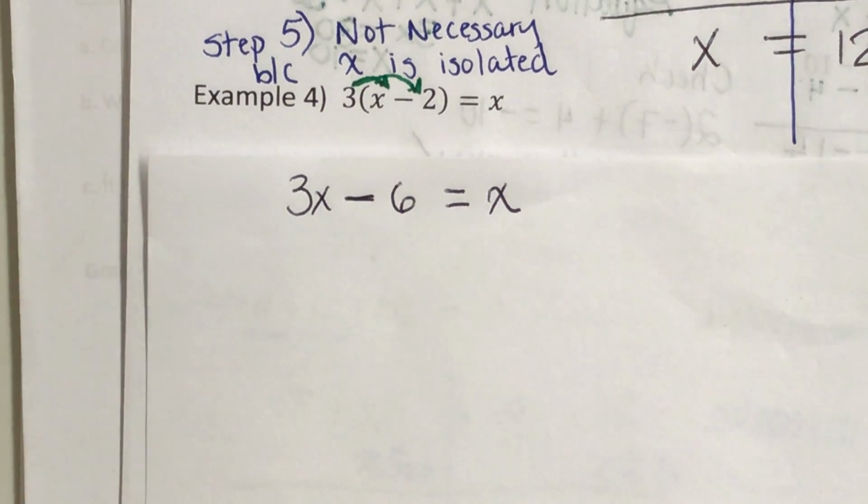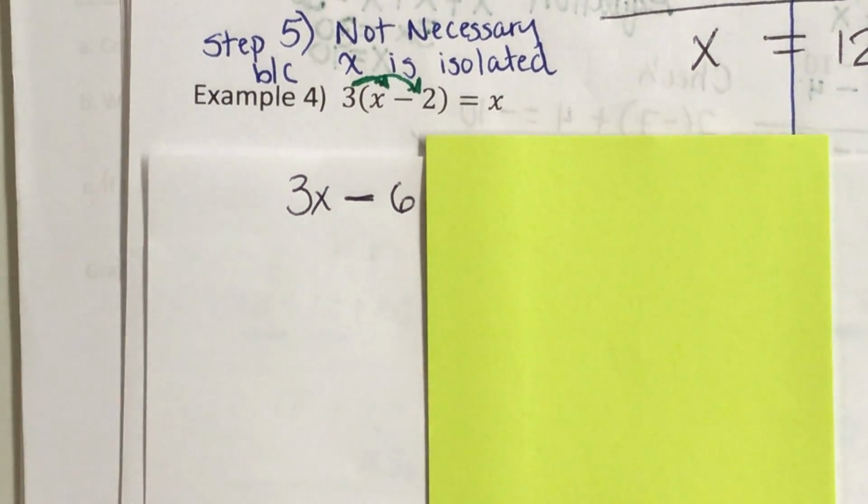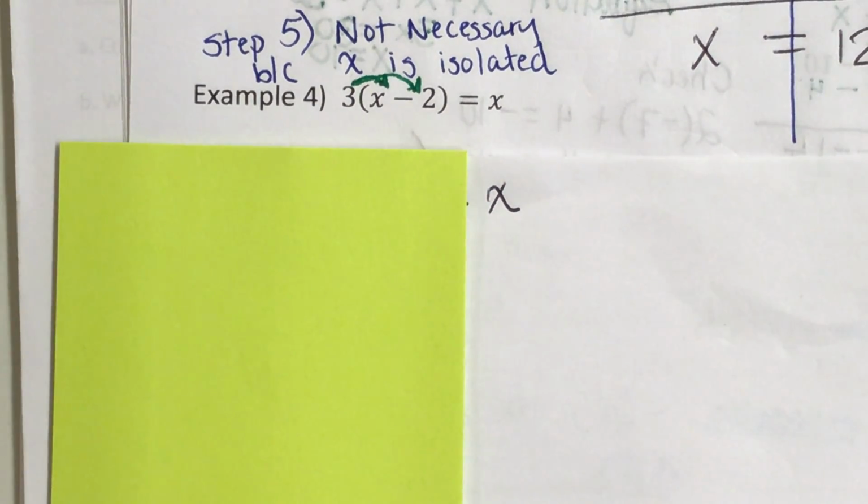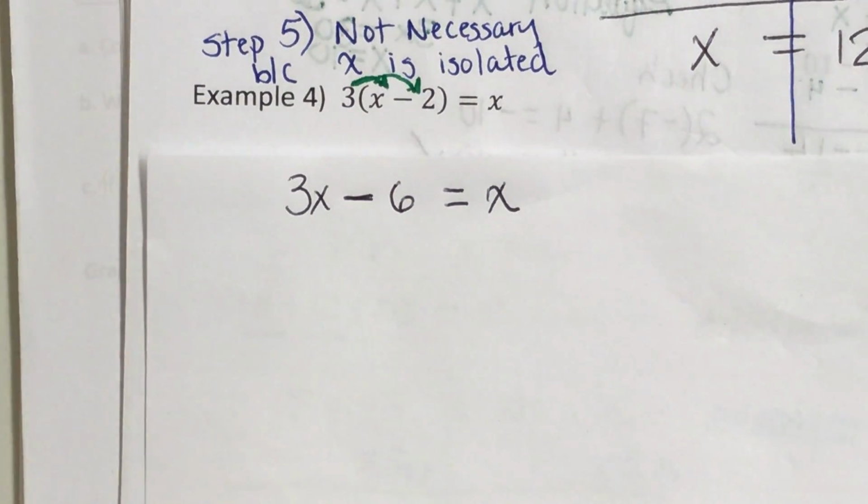The second step is to combine like terms. Now, again, 3x and x, yeah, they're kind of like terms, but right now they're not. And why is that? Because they're not on the same side. So if I cover this side up, this expression, 3x minus 6, there are no like terms that I can put it with. It stands alone. This side right here, x, again, it's by itself, so there's nothing I can do. So I'm not going to combine like terms.